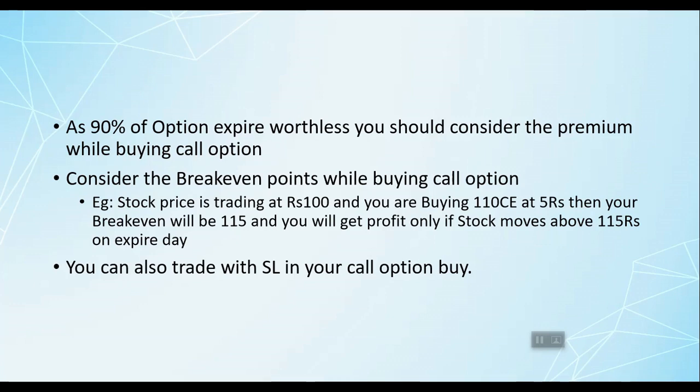If you are not willing to lose the entire 5 rupees, you can place a stop loss for your option buy. Let's say you are willing to risk only 3 rupees. Then you can keep a stop loss, so whenever the option premium moves below 2 rupees, you close the trade.